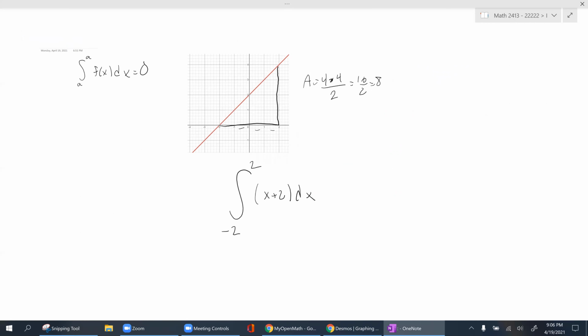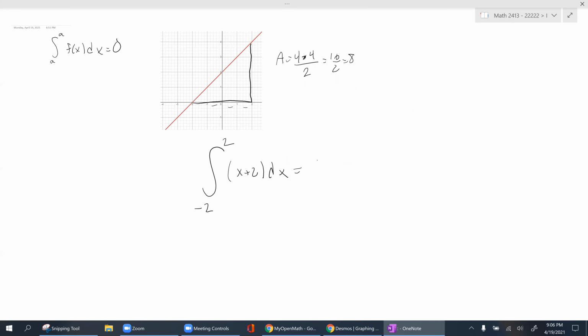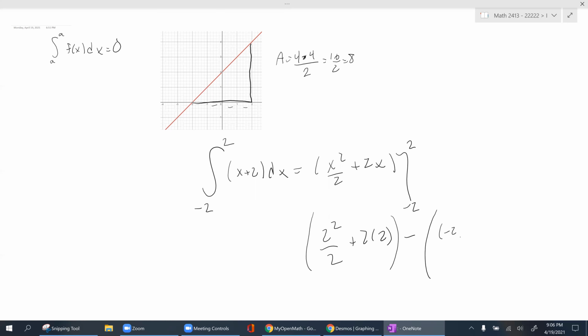So let's go ahead and do calculus. The integral of this is x squared over 2 plus 2x, bounded between -2 and 2. This is going to be 2 squared over 2 plus 2 times 2, minus, in parentheses, -2 squared over 2 plus 2 times -2. This is very important: whenever you're subtracting the bottom parts, always write things up in parentheses.